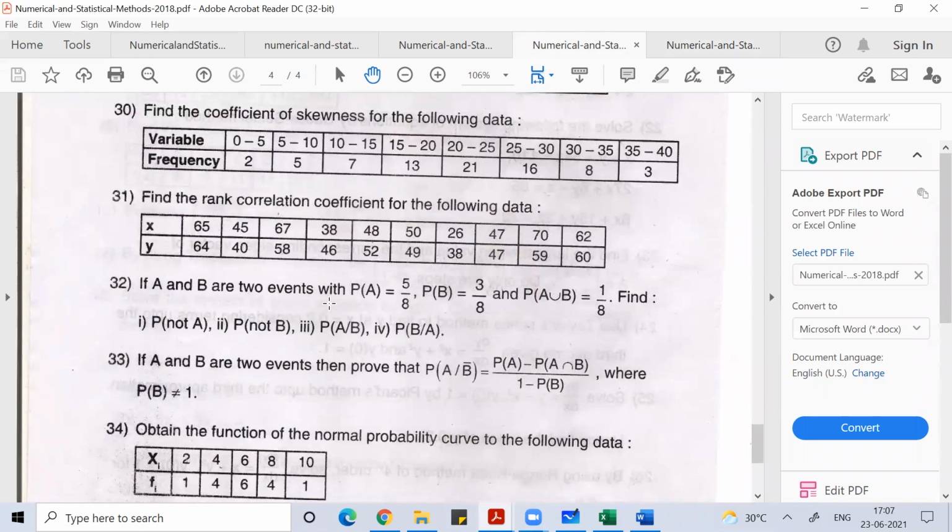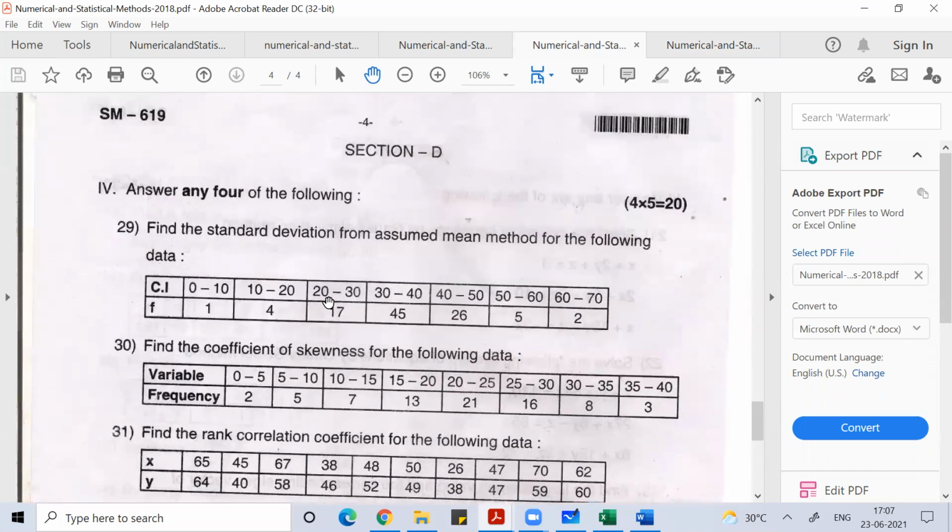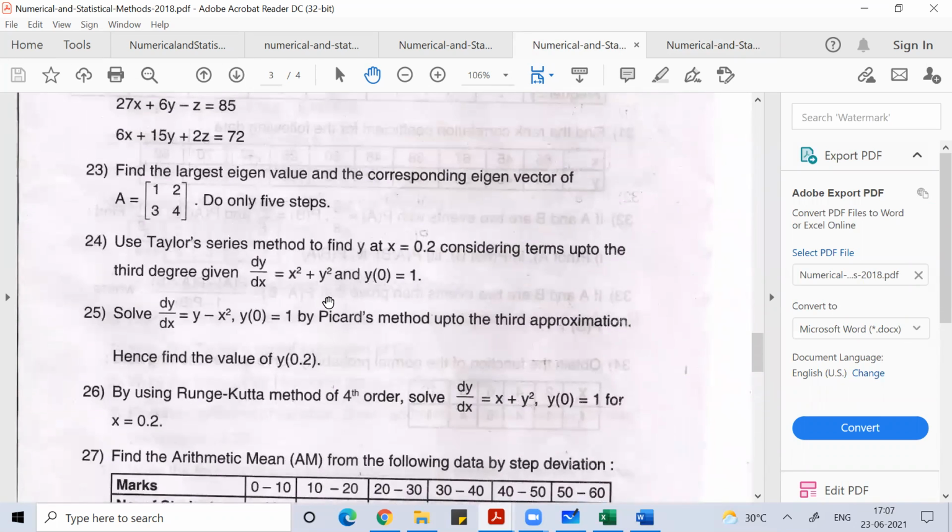This already we did. Now see this question. I think we have done, no? This question 32, not A, not B, A by B, B by A. I think we have done this already. Yeah, 32 we already did.